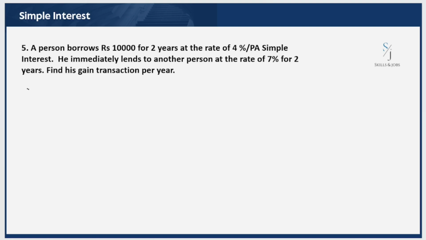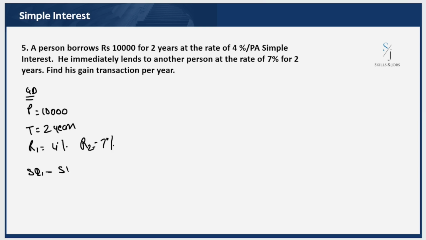Let us write down the given data. So what is the given data? P is equal to 10,000 rupees. Time is equal to 2 years. Rate of interest 1 is equal to 4%. Rate of interest 2 is equal to 7%. Okay. So we need to find out simple interest 2 minus simple interest 1.